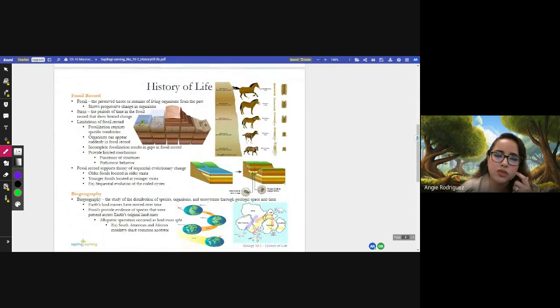So now going into the fossil record. Remember, guys, that fossils are preserved traces or remains of living organisms from the past. So this is going to show us change in organisms. So notice this example down here, guys. I have, it looks like some type of reptile or dinosaur, right? Right here. Let's call this step 1.